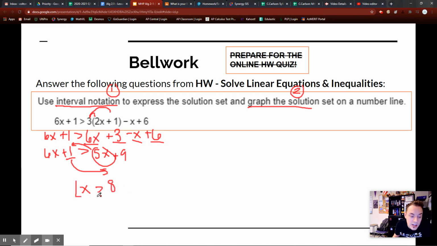And the sign doesn't change. You know why? Because the inequality sign did not change because we did not divide by a negative or multiply by a negative. And since we didn't divide or multiply by a negative, that's my final answer. But hey, we still have a couple more things to do.